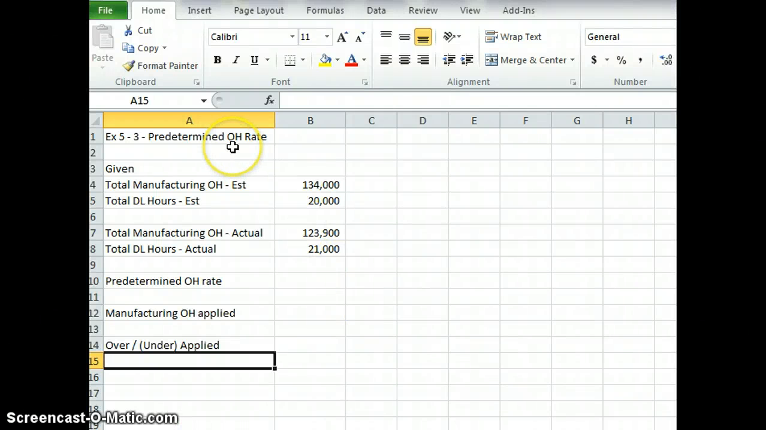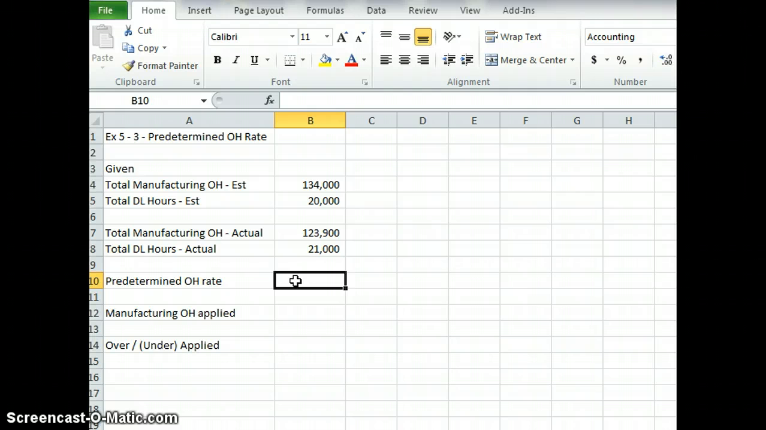I'm going to use exercise 5.3 just to review a couple of the items that we covered in the overview of the chapter. I'm going to start with what the question is asking. It's telling you that Harris Fabrics computes its predetermined overhead rate annually on a basis of direct labor hours. It goes on to tell you that at the beginning of the year it was estimated that overhead would be $134,000 and that the hours worked from a direct labor standpoint were 20,000 hours.